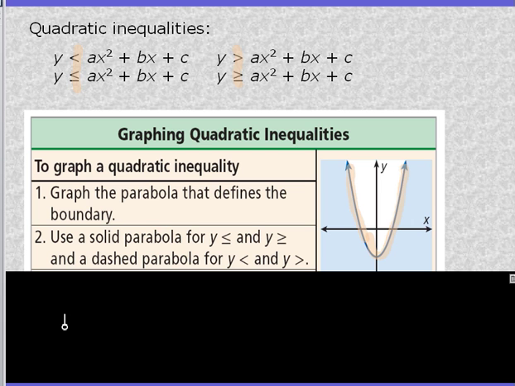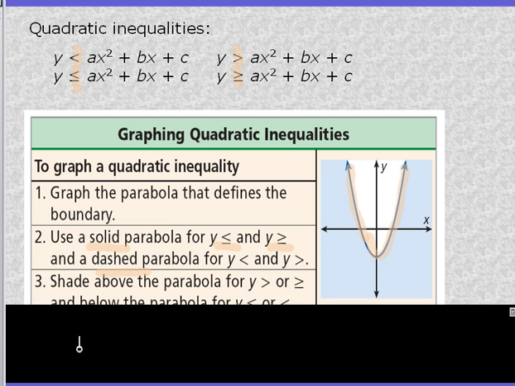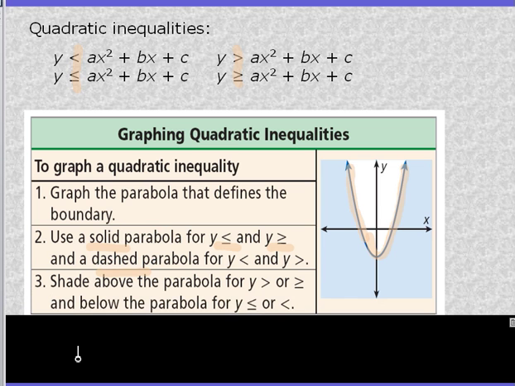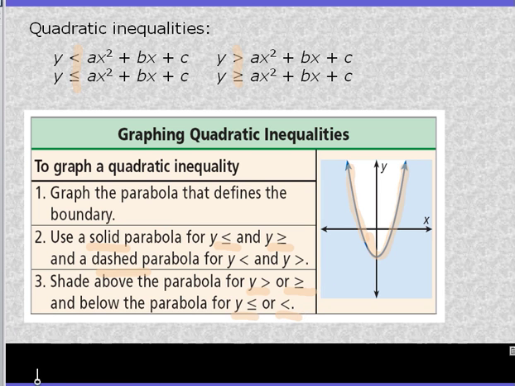And just like linear inequalities, if you have an equal sign, the boundary line is going to be solid. If you do not, you're going to use a dashed line for the boundary. And then we shade above the parabola if we have y is greater than or equal, and below the parabola if y is less than or equal. So it's the same concept as linear, it's just the shape of the graph is different.